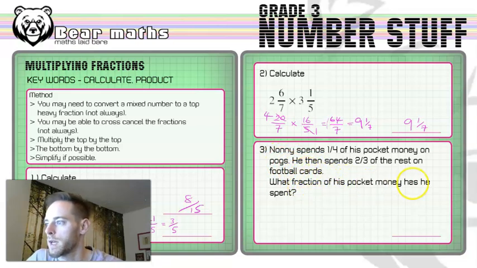Now, what fraction of his pocket money has he spent? 1/4 of the pocket money has gone on Pogs. He then spends 2/3 of the rest. All right, so the rest of his pocket money, he's obviously got 3/4 left. I hope that's kind of obvious. 2/3 of 3/4. Right, now this is a multiply and a fractions question.